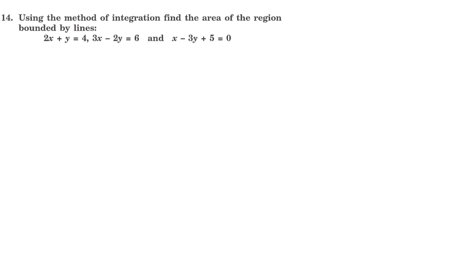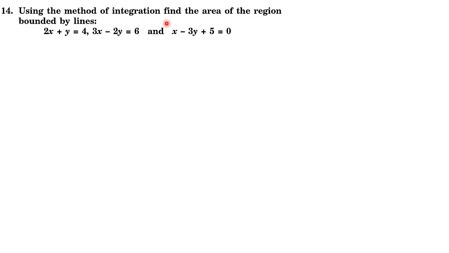Next we shall discuss the 14th question. Using the method of integration, find the area of the region bounded by the lines 2x plus y is equal to 4, 3x minus 2y is equal to 6 and x minus 3y plus 5 is equal to 0. Similar to the previous question, the difference is that there the points were given, equations were not there. Here equations are there, points are not there.